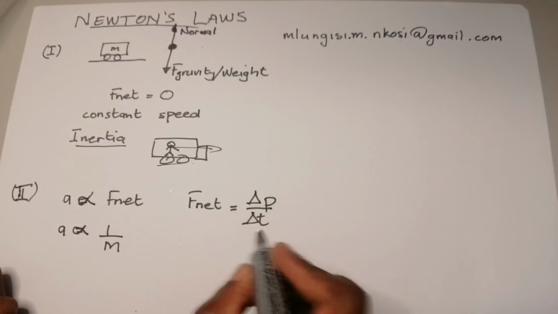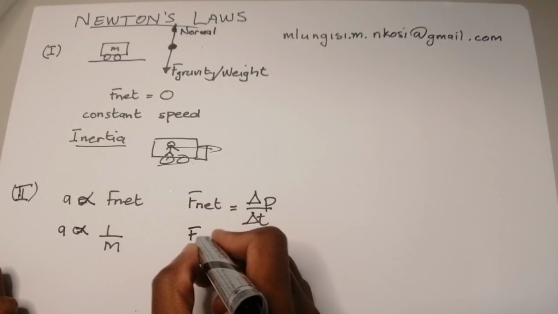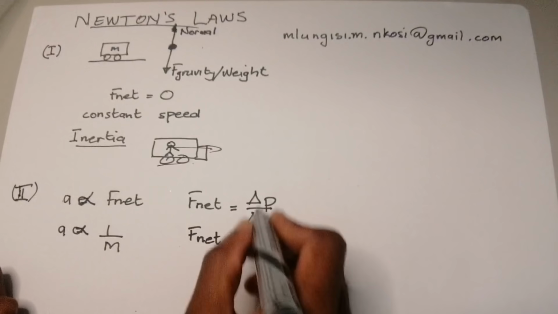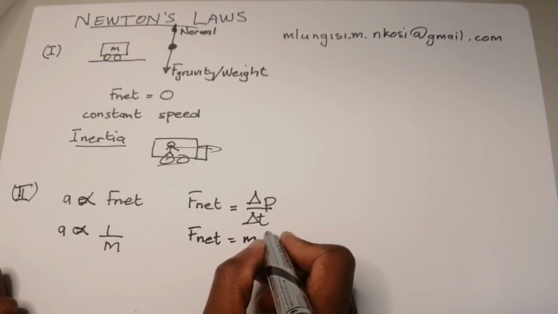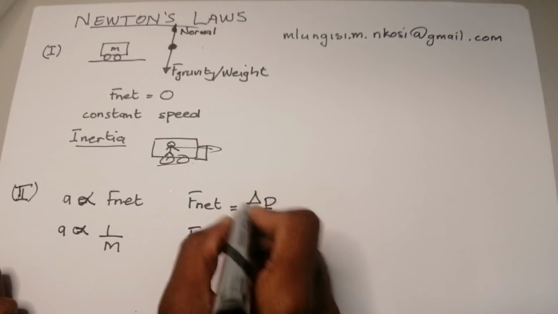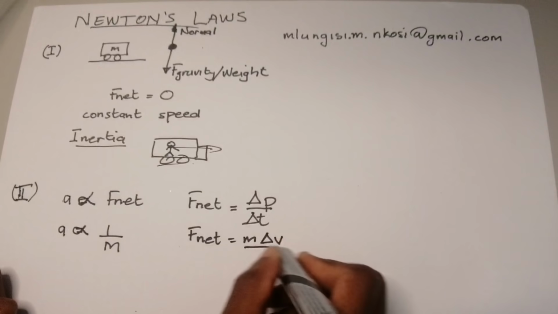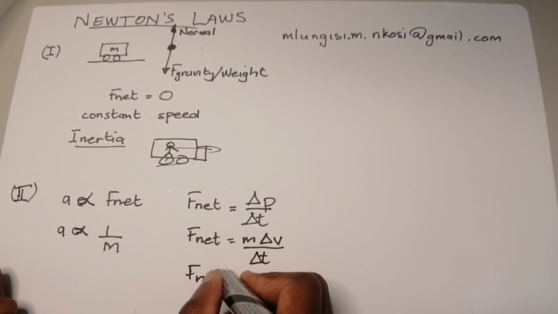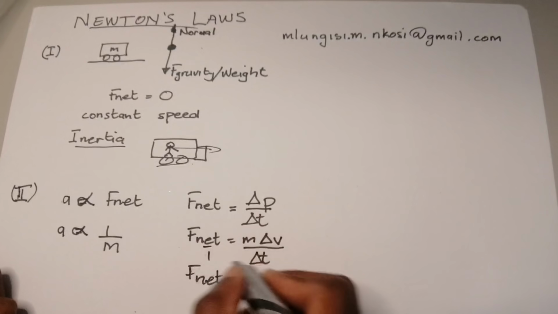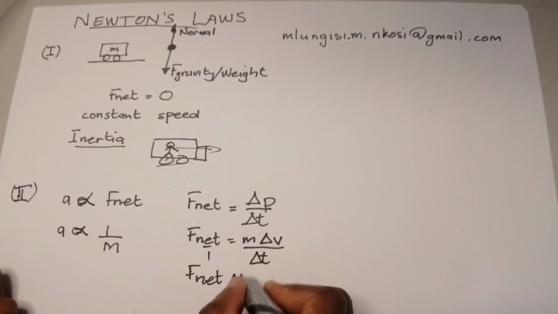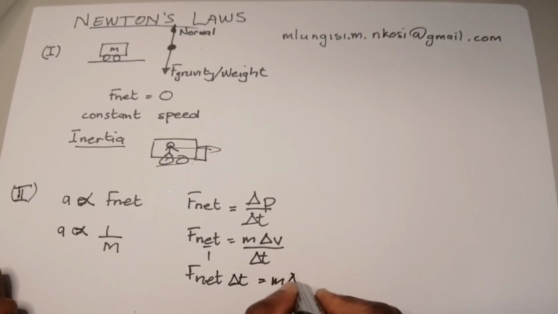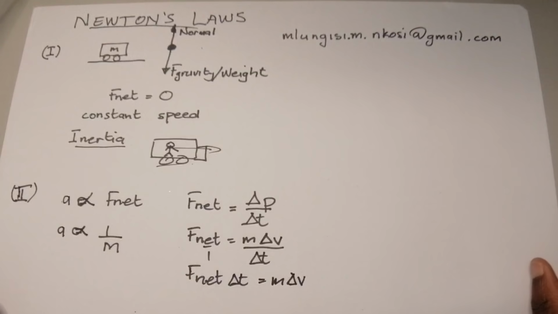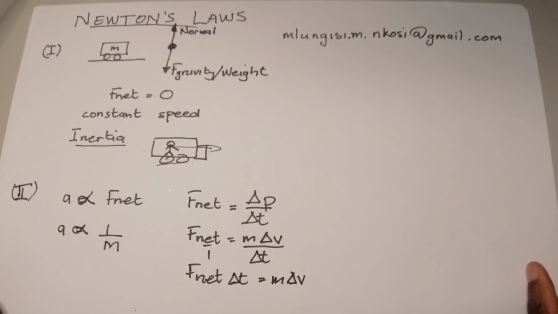This is where we actually derive our impulse-momentum equation. So F net, if you think about what momentum is, that's mass multiplied by velocity. The change in momentum is mass multiplied by the change in velocity, and you divide all of that by time. If you rearrange that and cross multiply, you get F net times delta t equals m delta v. In actual fact, this is the original derivation from Newton of Newton's second law.